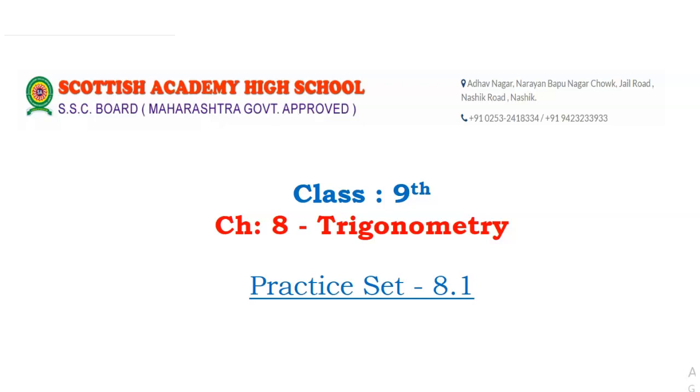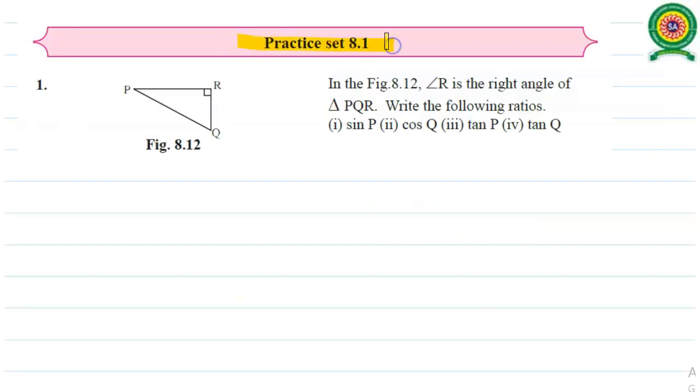Hello everyone. In this lecture we are going to discuss class 9th, chapter number 8, Trigonometry, practice set 8.1. Within practice set 8.1 we have the first question. We are given a right angle triangle PQR which is right angled at R. In figure 8.12, angle R is the right angle of triangle PQR.